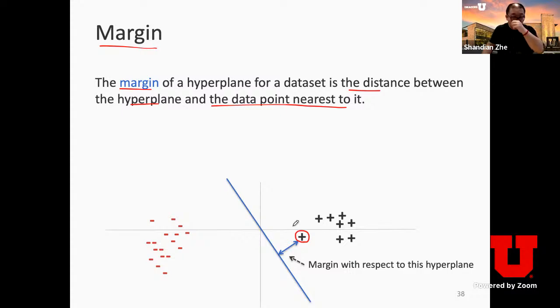So you can see that not all data sets and not all hyperplanes have a margin. Only when we have a hyperplane that can perfectly separate the positive and negative examples does it have a margin. If the hyperplane cannot well separate the positive and negative examples, it doesn't have a margin.